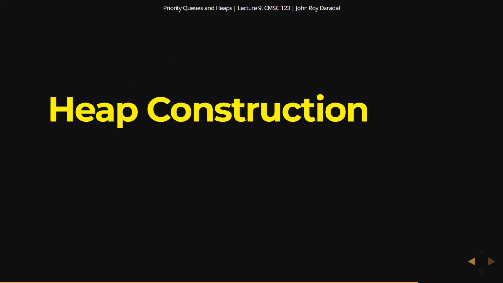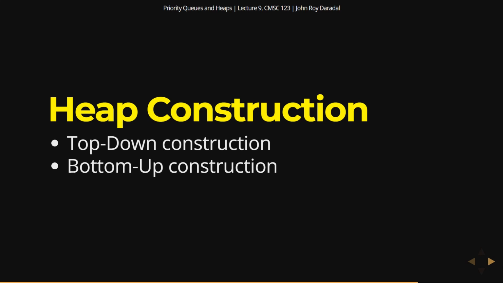Now, the last thing that I want to discuss is how to actually construct or build the heap from scratch. Given that you have keys and entries, how do you build the actual heap from scratch? Because in the examples that we've seen so far, the heap is already there. But how do we construct it if we do it from scratch? There are two ways that you can do this: the top-down construction or the bottom-up construction. Let's take a look at each one.